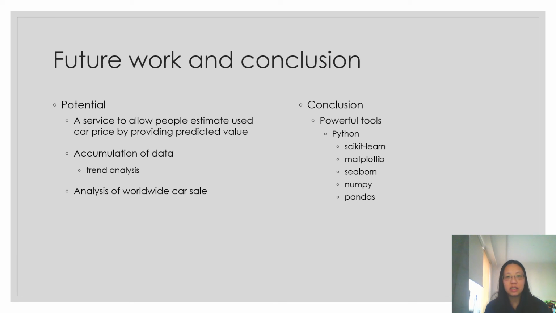About future work and conclusion. There is high potential for this project. A service can be created to allow people to estimate used car prices by providing a predicted value, asking the user to enter the attributes. Or a combination of data can let us do a trend analysis and see people's preference change over time. If we have data for worldwide car sales, we can also do analysis for worldwide car sales.